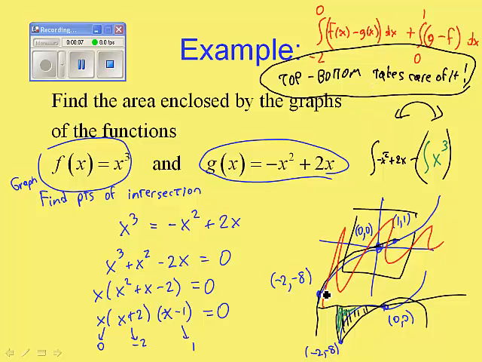So the only thing you got to do is make sure that if it switches, that you account for it like you do here. And this one, I don't have it worked out, but if you work it out, it ends up being a nice answer.